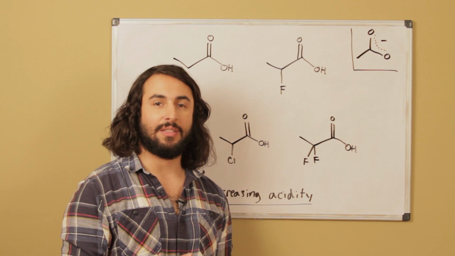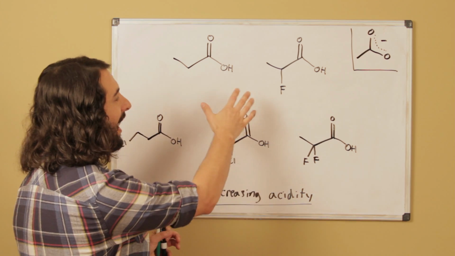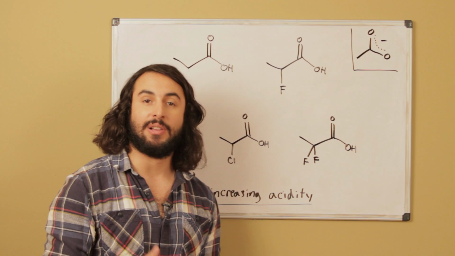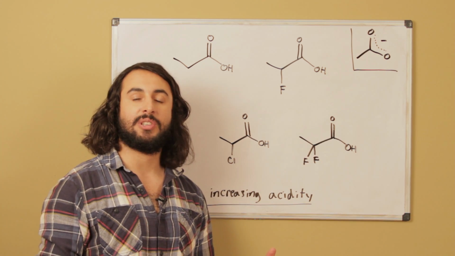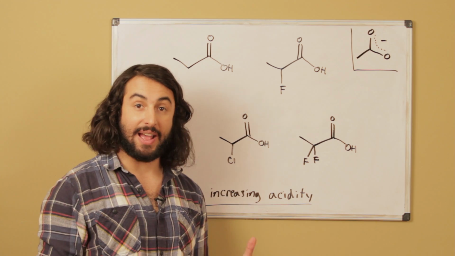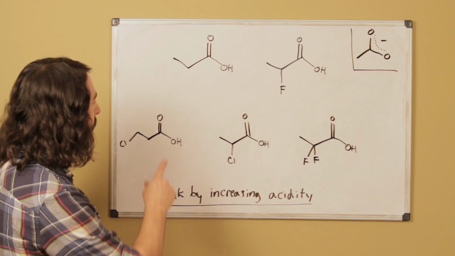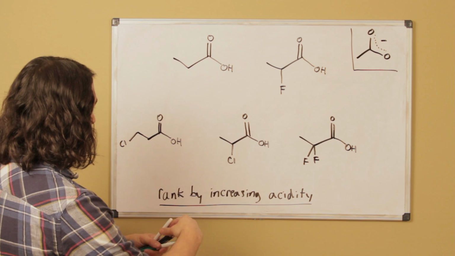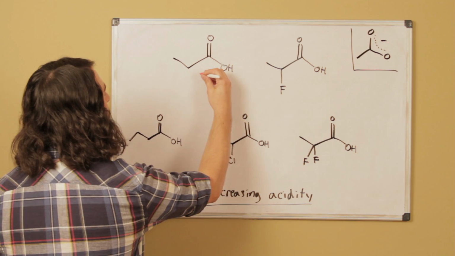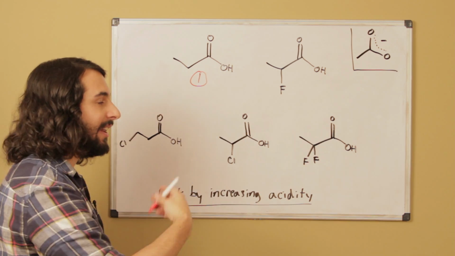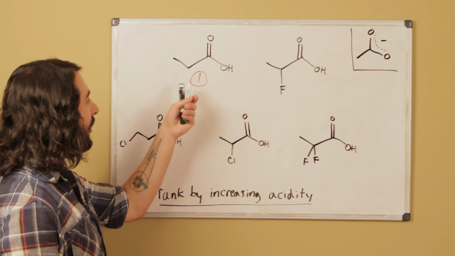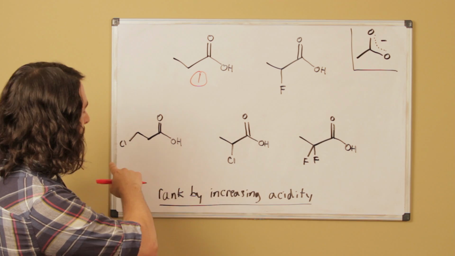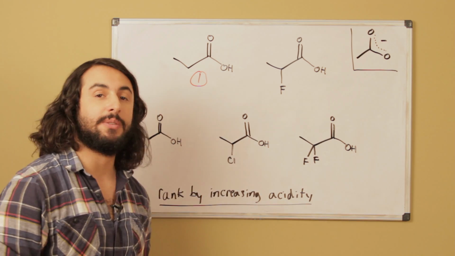So if we understand that having electronegative atoms here is going to stabilize the conjugate base, then the question becomes which one stabilizes it best? So first of all, this one we know is going to be the least acidic because there are no electronegative atoms on it anywhere. So there is no induction happening when this deprotonates. But on the other ones, we have some chlorine atoms and we have some fluorine atoms.